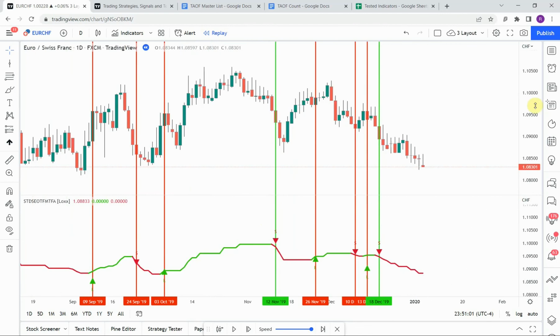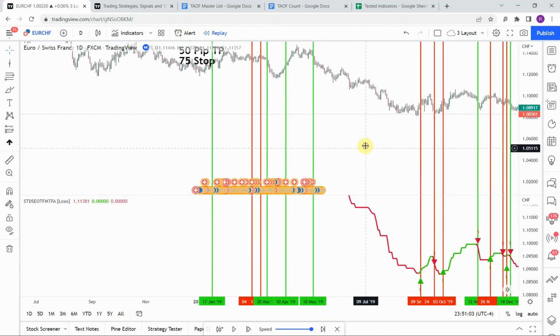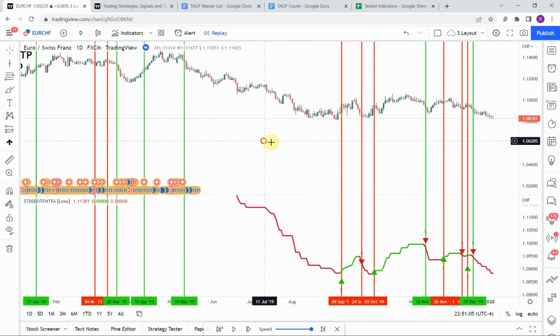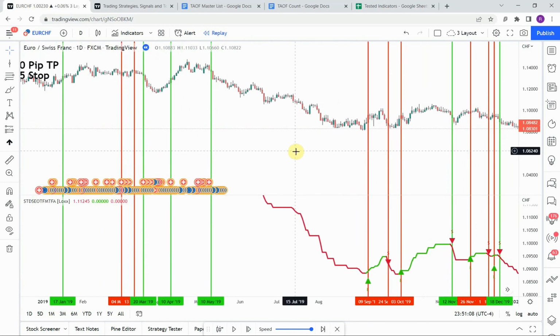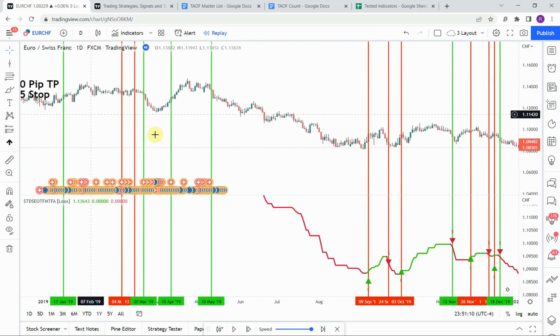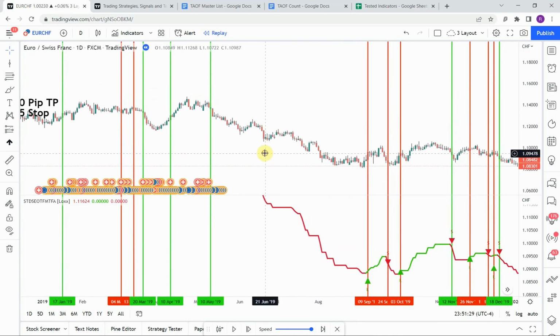Alright, so let's go ahead and take a look at our indicator here. There we go. Alright, let's go ahead and count it out and see what we have. So 1, 2, 3, 4, 5, 6, 7, 8, 9, 10, 11, 12, 13, and 14. So we have 14 trades all together, and we have 1, 2, 3, 4, 5, and 6 winning trades. So that is not going to meet the 60% criteria that we are looking for.